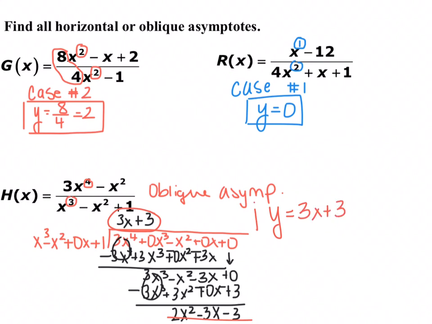So whenever you have a case 3 problem where the degree of the numerator is 1 more than the degree of the denominator, you do polynomial division. Whatever you end up with here is y equals, that's your oblique asymptote. So whatever makes the denominator 0 is either a vertical asymptote or a hole. And then for oblique asymptotes and horizontal asymptotes, you have 3 cases. You can only have one per problem. So you won't have multiple horizontal asymptotes, but you could have multiple holes or vertical asymptotes.